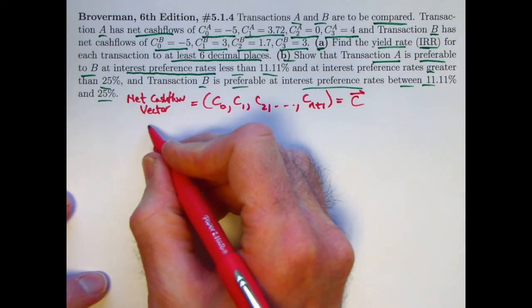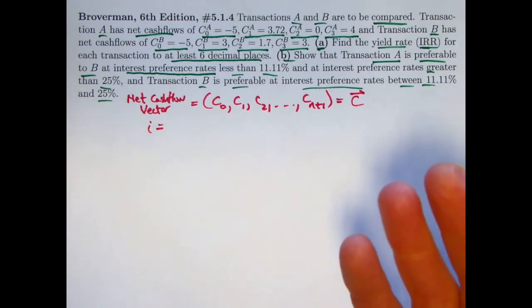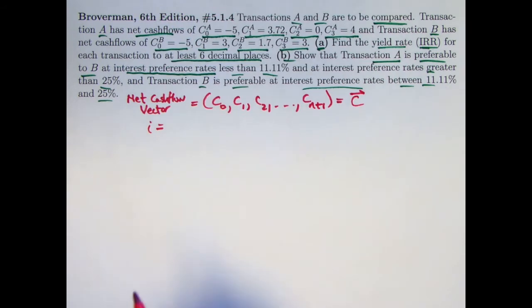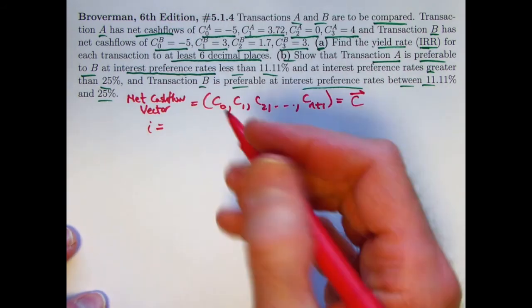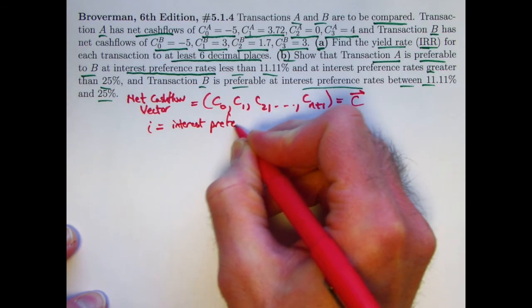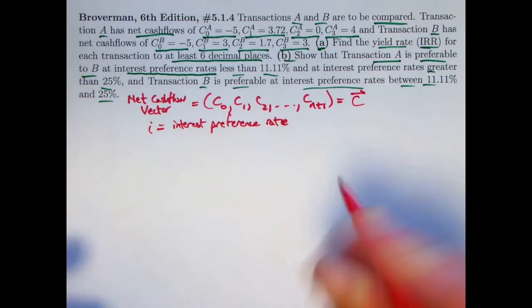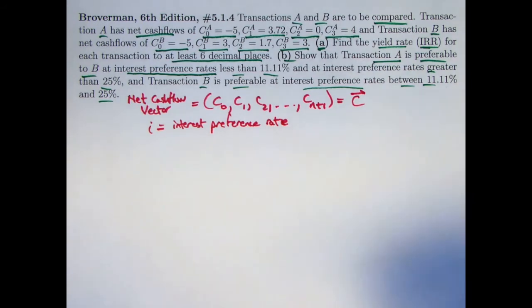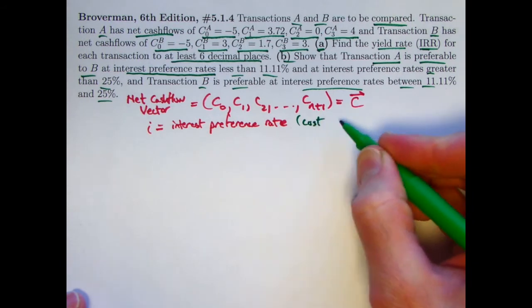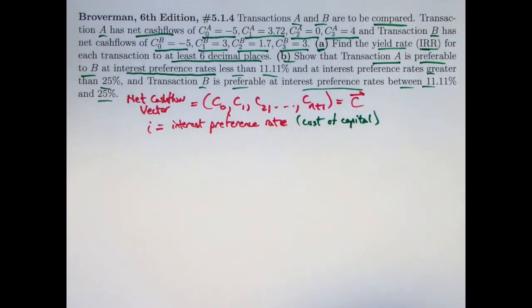All right. I is not going to represent in the setup here the internal rate of return, the yield rate, though we could ultimately solve for I in a certain situation and it will be the IRR. But in general, I'm just going to call this an interest preference rate. I'll talk more about how to interpret the meaning of that in a bit here. You'll also see it called the cost of capital for reasons I will not get into in this video. Although I will mention capital in the video later on.